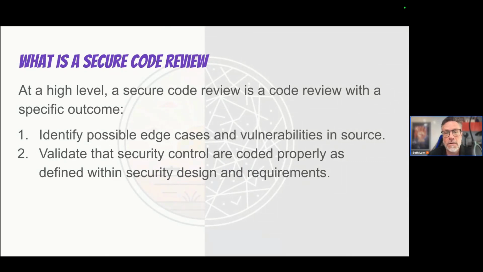At a high level, a code review is attempting to do two things. First of all, eliminate vulnerabilities in source, identify edge cases. It's very similar to a normal code review. A secure code review is just looking for security issues as opposed to just coding issues in general. But that does require a little bit of specific training and specific context in order to know what to look for. On the flip side, secure code review also validates security controls that should be in place.